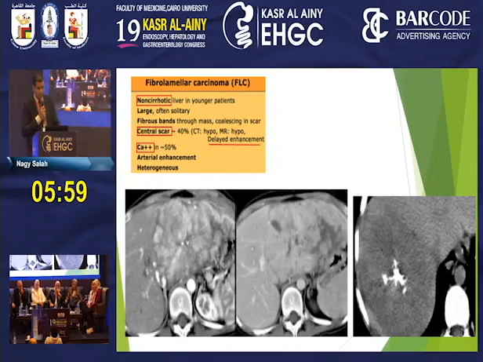Fibrolamellar carcinoma is mostly in a non-cirrhotic liver, in younger patients, has a central scar, and may contain calcifications. The scarring shows early enhancement.